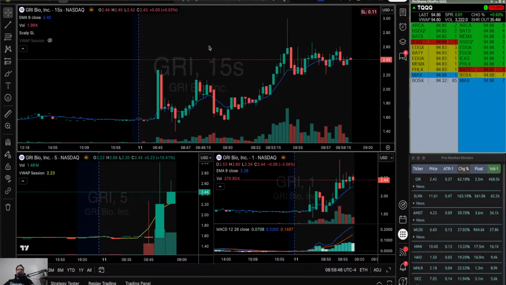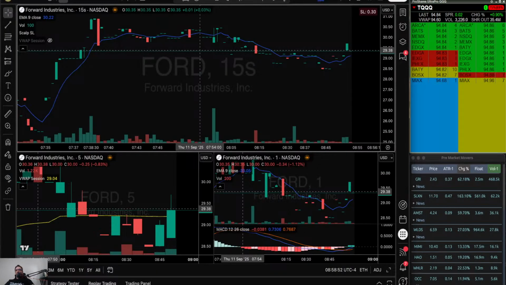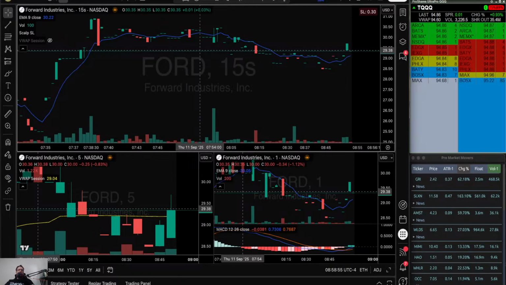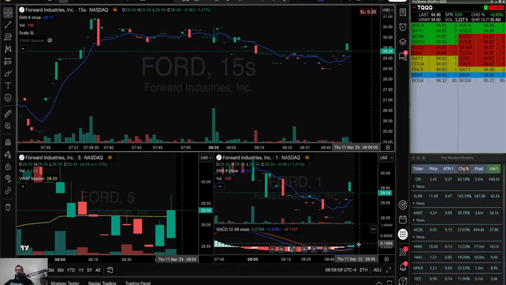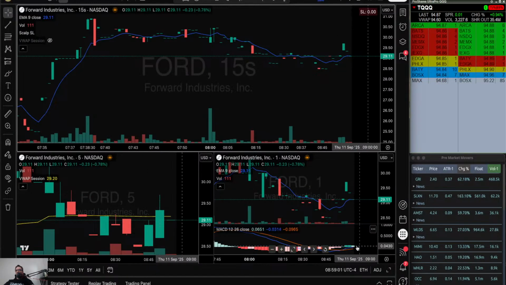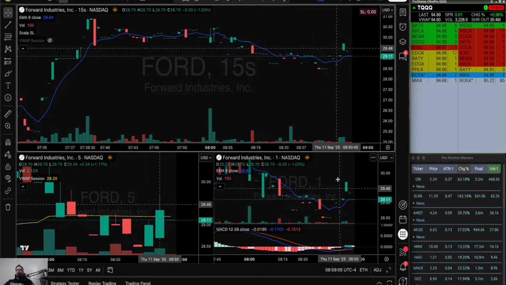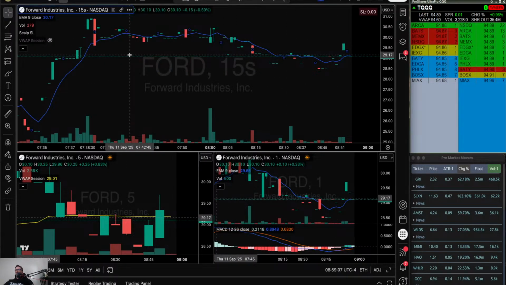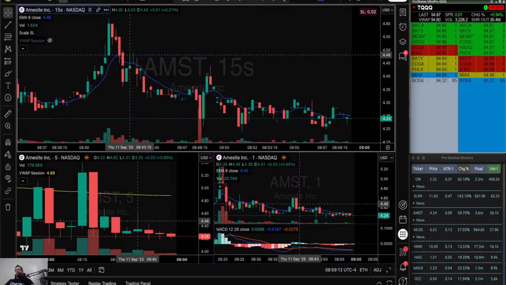Okay, so Ford ain't moving. Yes, it's on the Momo scanner because the 5 minutes is setting up. 5 minutes setting up with volume, looking good. The 1 minute MACD histogram is setting up. The 1 minute candles are setting up, but there's no volume. You can't trade it. AMST. There ain't nothing there.